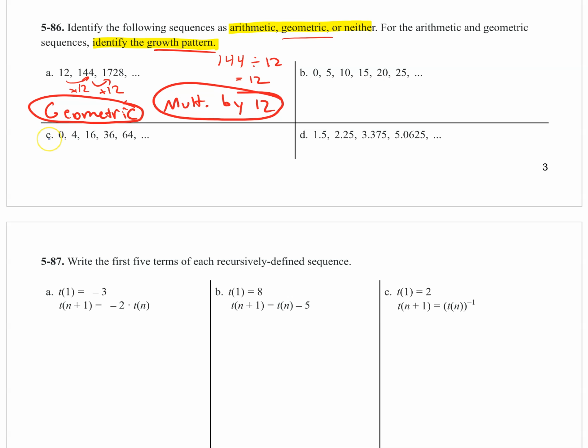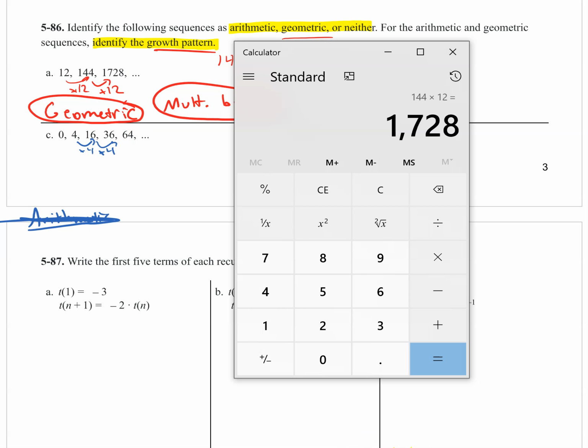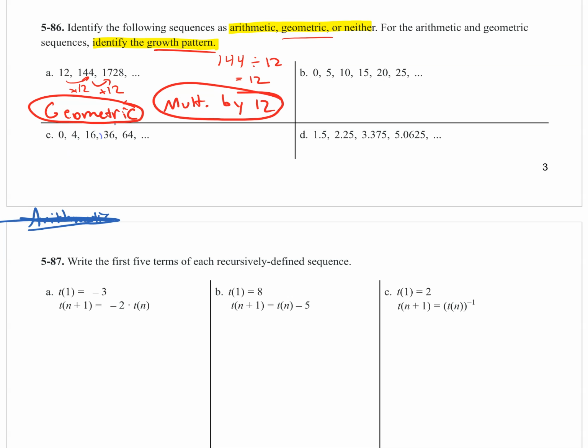Alright, let's look at C. Doesn't grow by addition because 0 plus 4 is 4, and then 4 plus 12 is 16. So it can't be arithmetic. I do know 4 times 4 is 16. I know that. So let's see, if we follow the pattern, what is 16 times 4? 64, and in our sequence we have 36, so this is not geometric. It doesn't grow by multiplying the same number, like this one did. This one's going to be neither.